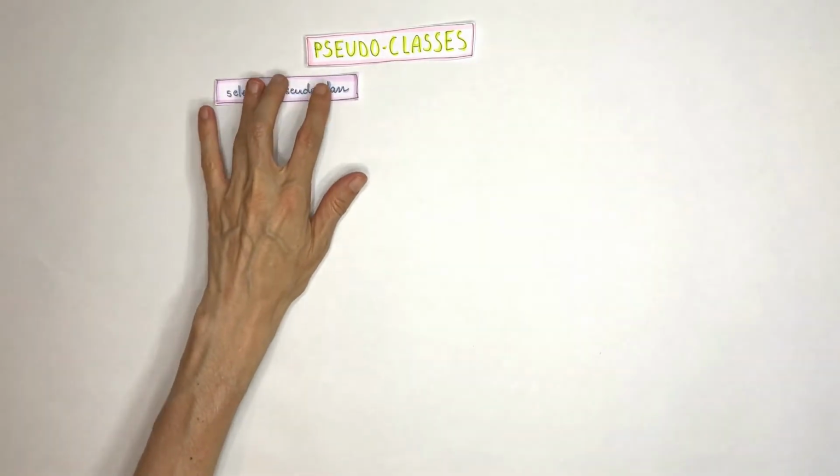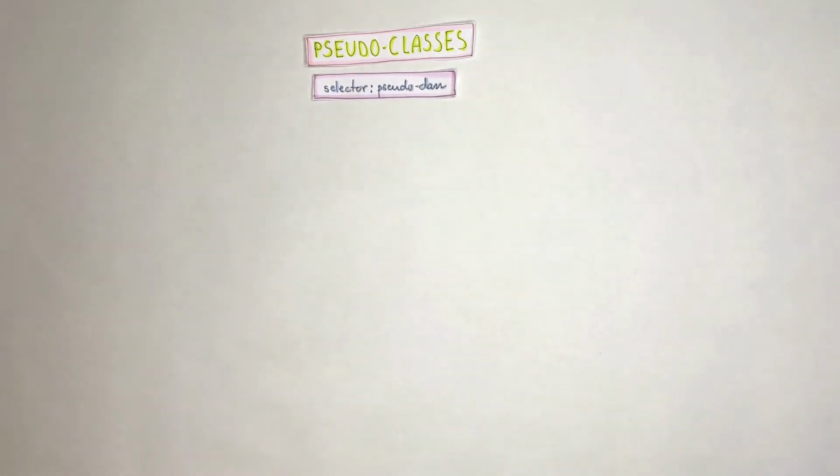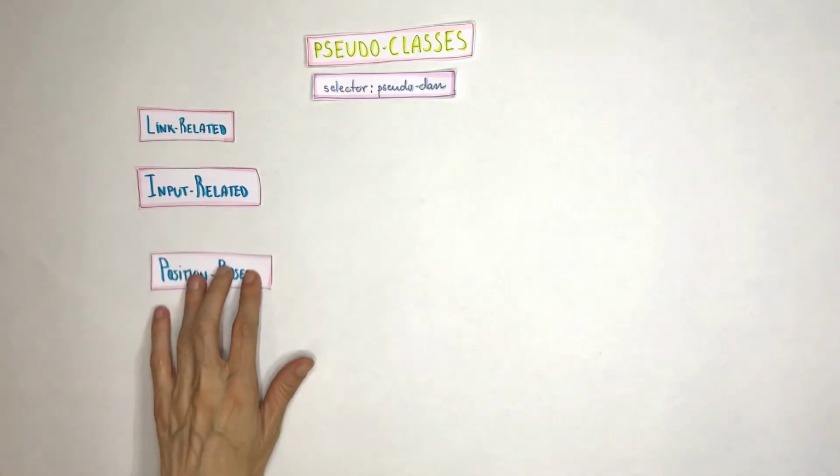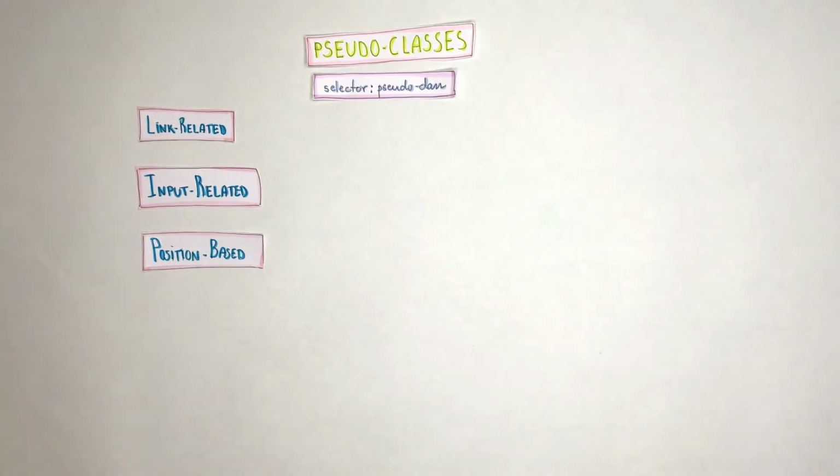The next type of selectors we are going to see are the pseudo-classes. Pseudo-classes are defined by a colon, and they select the elements based on their state or their position. There are three types: the link-related ones, input-related, and the position-based.